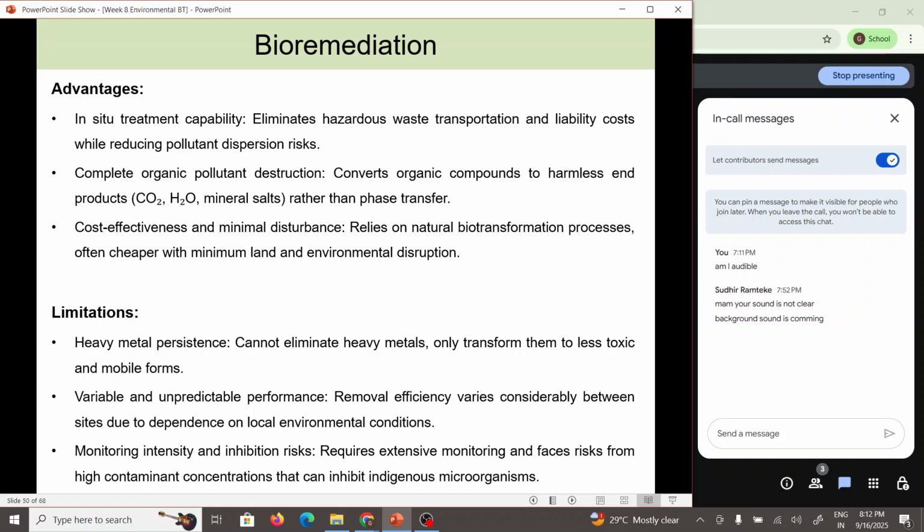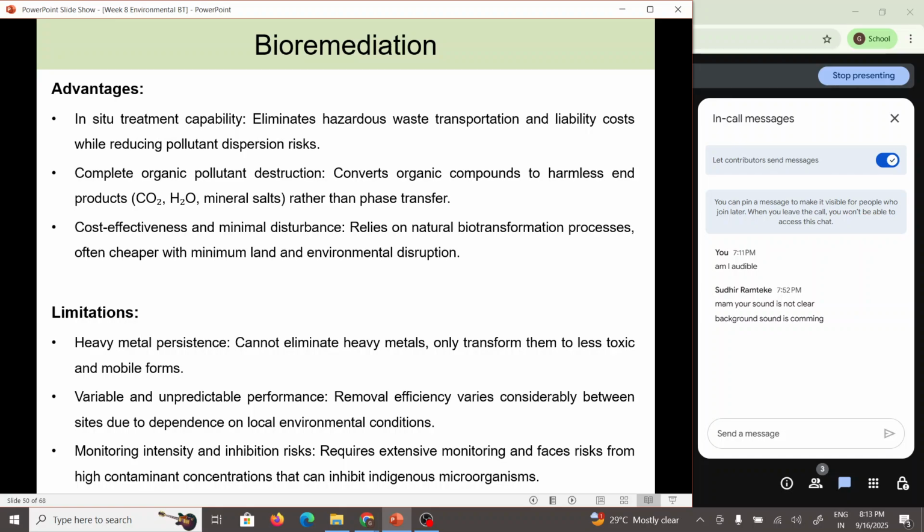And the next one is cost effectiveness and minimal disturbance. We are not engineering anything that is out of nature. It is a natural biotransformation process. So it is cheaper, with minimum land requirements and environmental disruption. This is what we also call a sustainable approach.